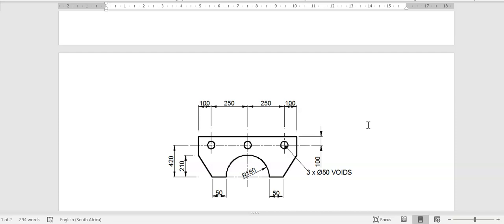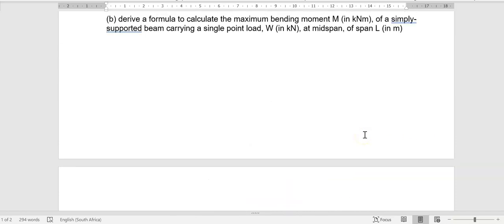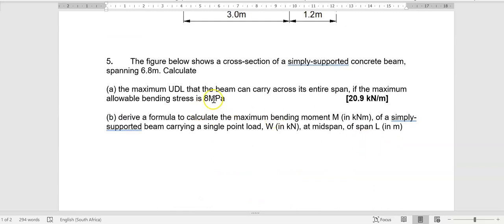You need to work out IXX, applying the parallel axis theorem. And once you've got that, you can work out the maximum bending moment it can carry, and I've given you F over there, I've given you the span, and from there it's a standard case. From there you make F the subject of the formula, and then you can work out the maximum UDL the beam can carry, and it's 20.9 kilonewtons per meter. Don't mix up the units, get the units right, and then you've sorted that.